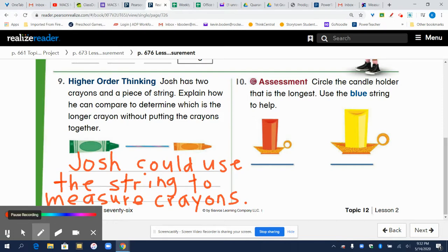All right, last question. And it's a test question. You need to circle the candle holder that is the longest and use the blue string to help. So you circle it. I'm going to draw a line from the candle holder. That's the objects and the string. And then I'm going to do the same thing with the yellow candle. Now you circle which one is longer. I can't wait to see your answer. And then when you're done doing that, pause the video to make sure you have all the rest of your work done, and then flip over to your homework page.